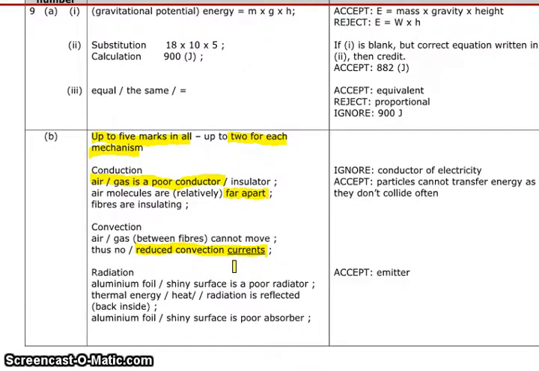And then we've got radiation. How do we stop that? Well, we're going to say that the radiation is reflected. It's going to be our key point here, okay, because the aluminium foil is a shiny surface. And those would have been the 5 things I would have written down there to try and get the 5 marks.